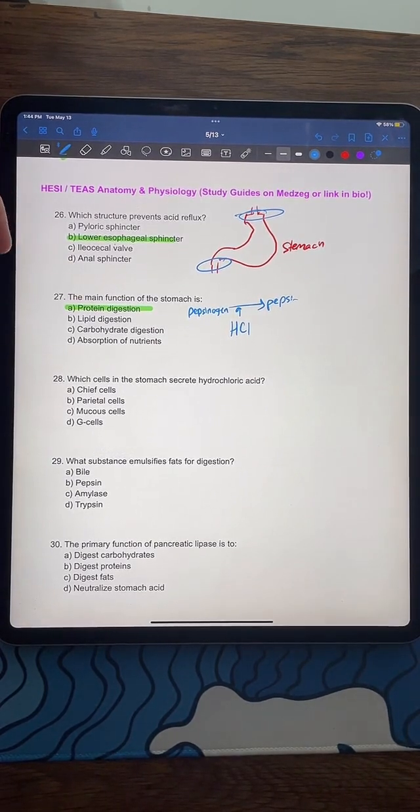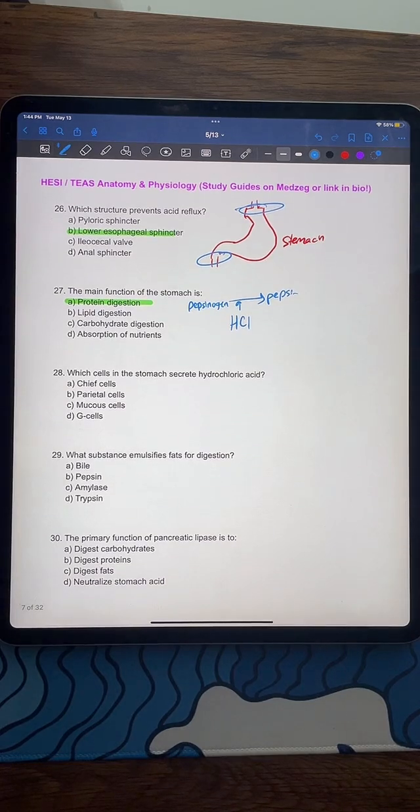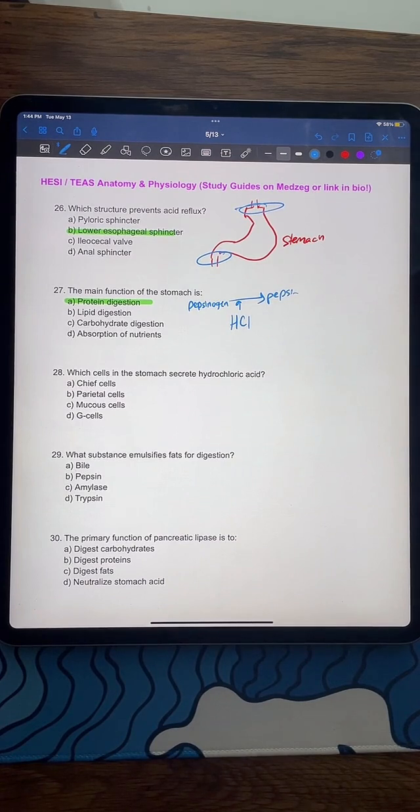28. Which cells in the stomach secrete hydrochloric acid?